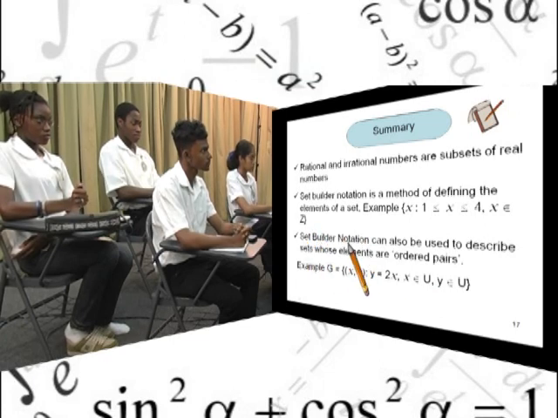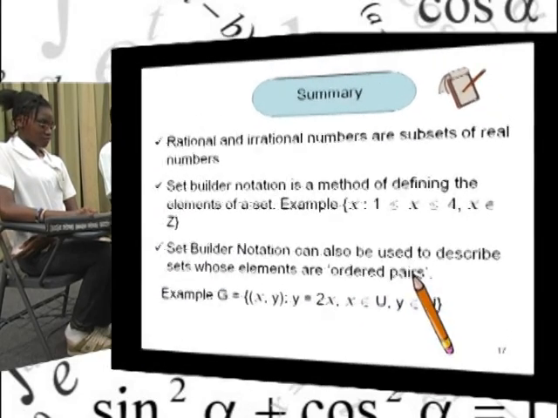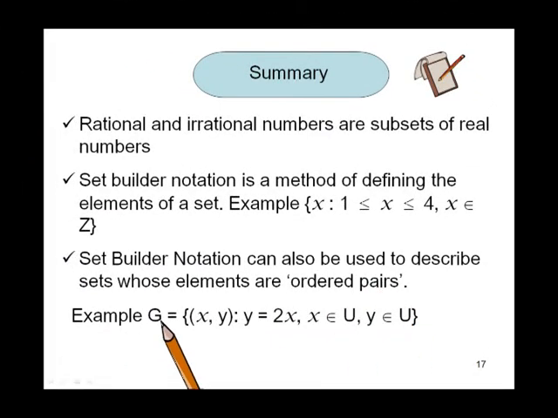Set builder notation can also be used to describe sets whose elements are ordered pairs. Example, G is equal to the set of xy's such that y is equal to 2x. X is an element or member of the universal set. Y is an element or member of the universal set.